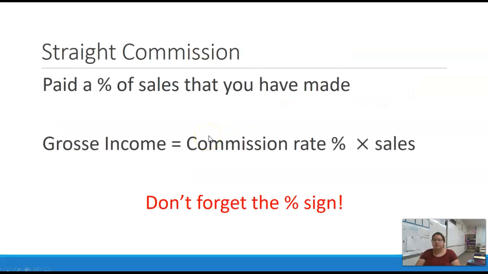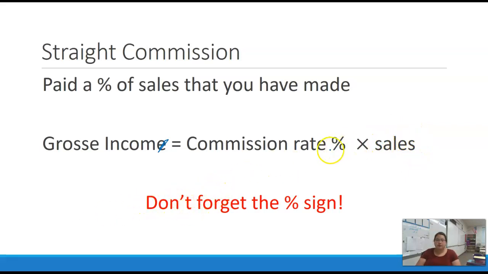So we're going to start with straight commission. When you're paid commission, you're paid a percentage of the sales that you've made. And so to calculate your gross income, I spelled that wrong, it is going to be your commission rate, or what percent that you earn, times the amount of sales you have in the pay period.